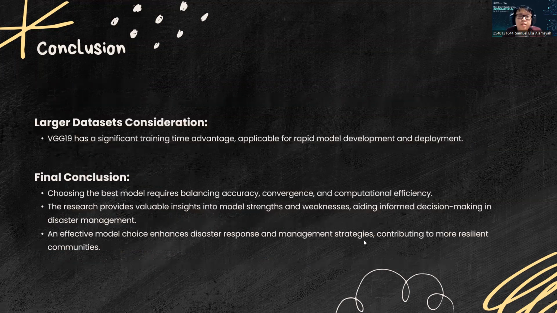However, for optimization opportunities, VGG19 exhibits better convergence than VGG16 and can be optimized for improved performance. For larger datasets, VGG19 has a significant training time advantage, which is applicable for rapid model development and deployment. For the final conclusion, we conclude that choosing the best model requires balancing accuracy, convergence, and computational efficiency. The research provides valuable insight into model strengths and weaknesses, aiding informed decision-making in disaster management. An effective model choice enhances disaster response and management strategies, contributing to more resilient communities.